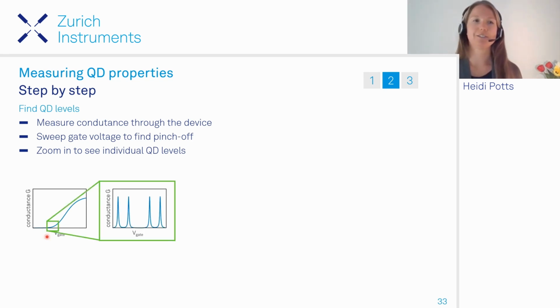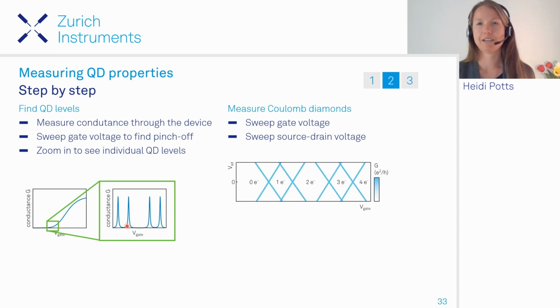So you would then zoom into that region and do a next measurement, and then you should be able to observe these individual conductance peaks due to transport through the individual quantum dot levels. And then you're all set. You can map out the full Coulomb-Diamond stability diagram that I've shown before by sweeping the source drain voltage and the gate voltage and measuring the conductance.